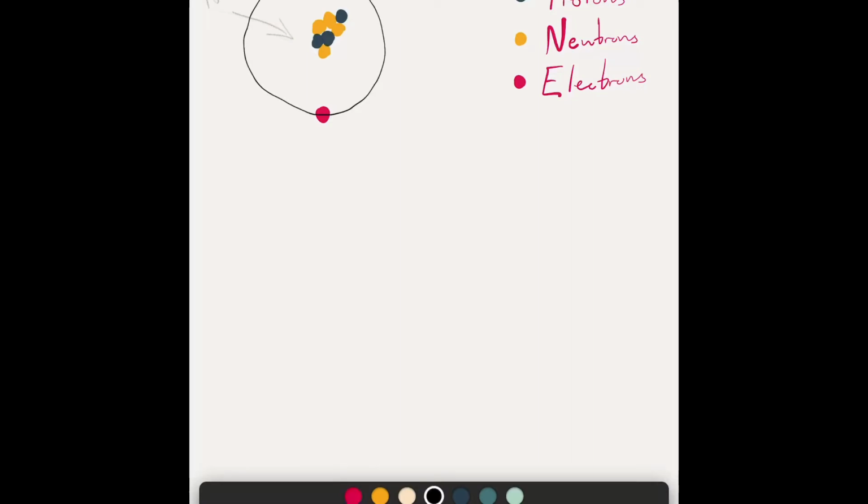Now the question for today's lesson is what determines where these electrons go. For example, why have I drawn 2 electrons on the first shell here, 1, 2, and why is the 3rd electron out here? Why is that on a new circle around the nucleus?